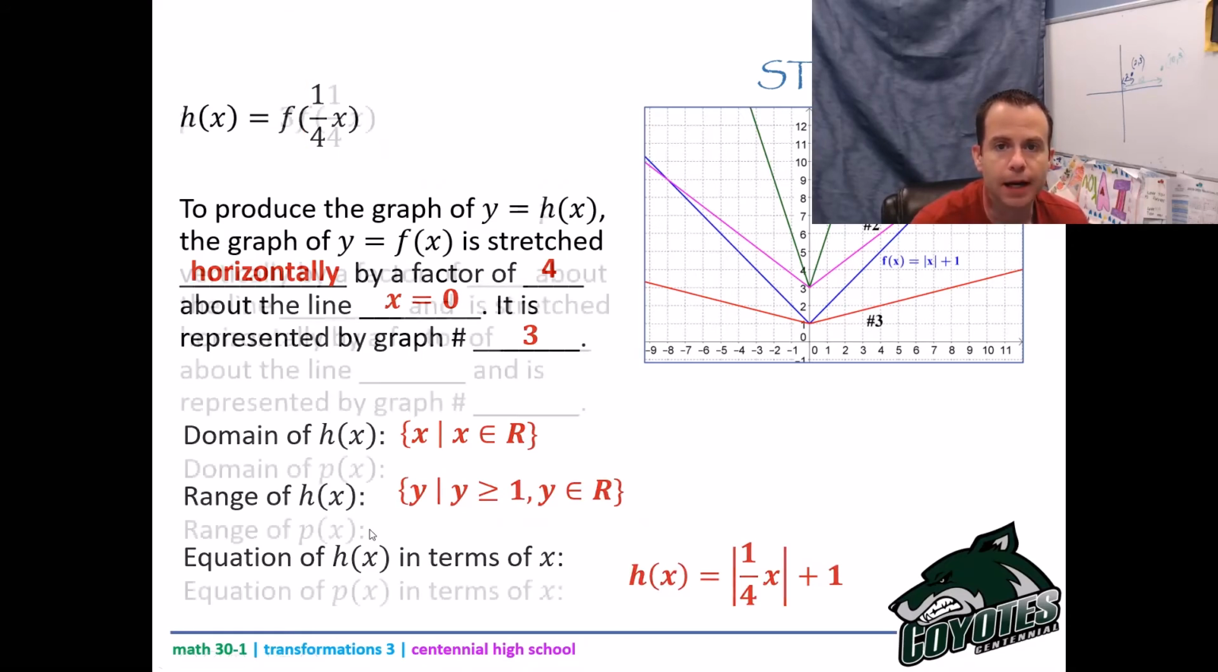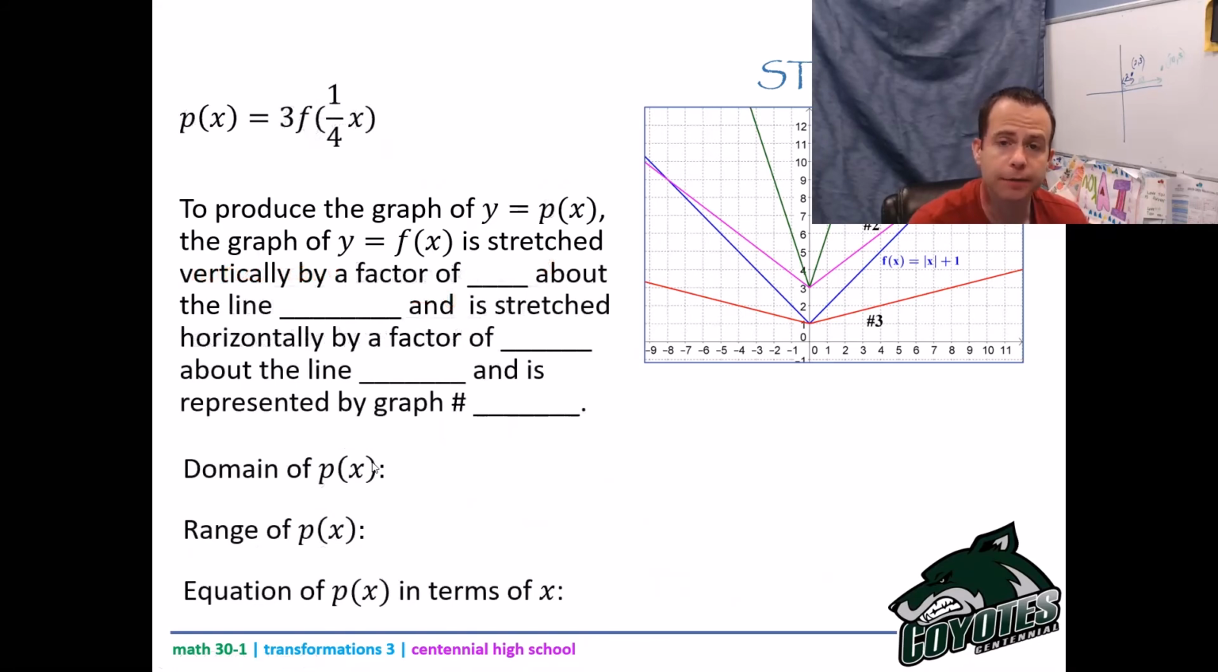The next graph is a combination of the first two. So now I have a vertical stretch of 3 and a horizontal stretch of 4. Probably you are totally okay to say it's going to be the pink graph, but again, let's just pick a point and I want to show you that it works.